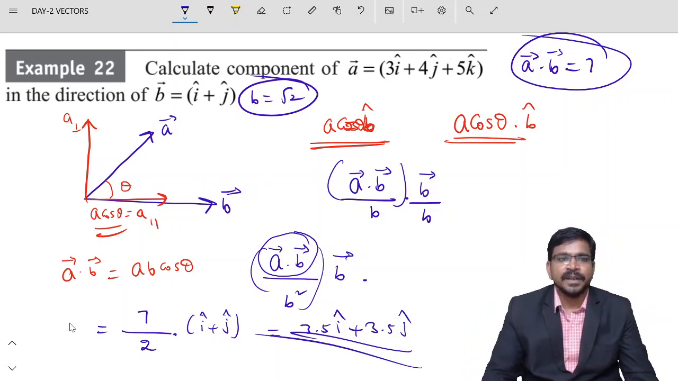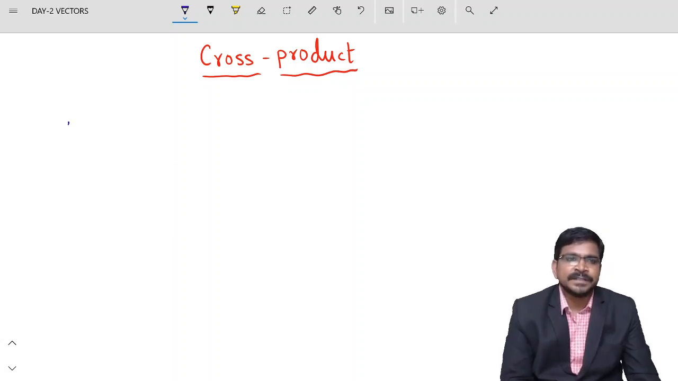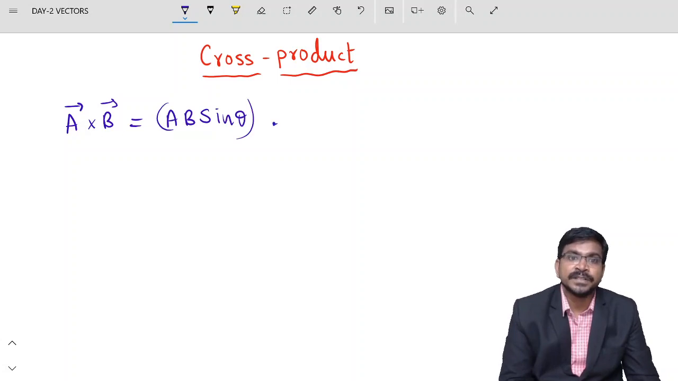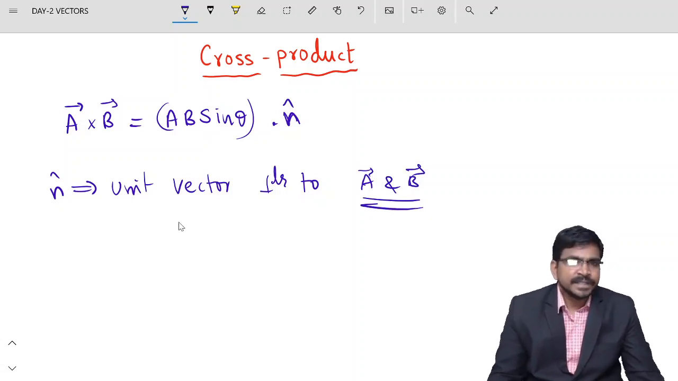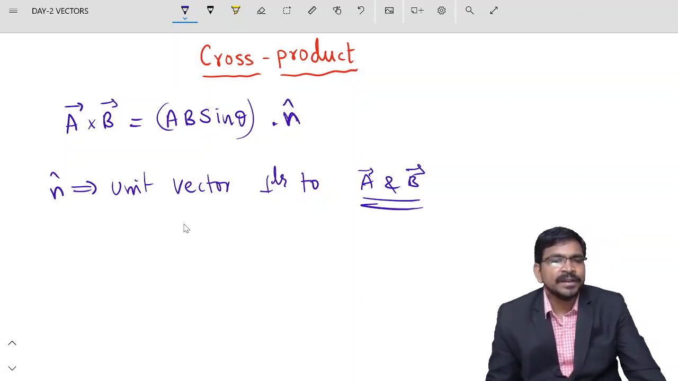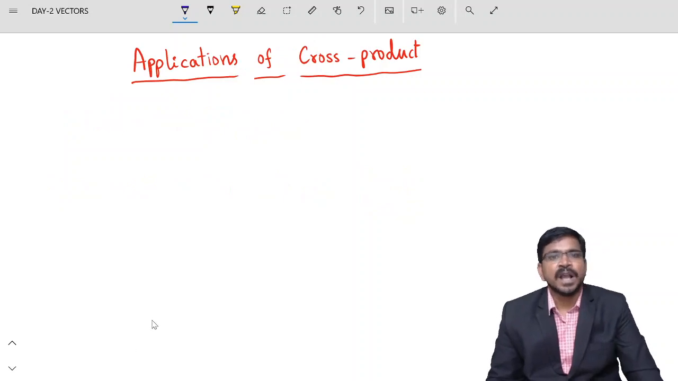Okay. Next, cross product. So cross product, let me take two vectors, A cross B. Its magnitude is AB sine theta and its direction is n cap, whereas n cap is a unit vector which is perpendicular to A and B both, right? It is very easy. Magnitude is AB sine theta and direction is the perpendicular direction to both A and B.